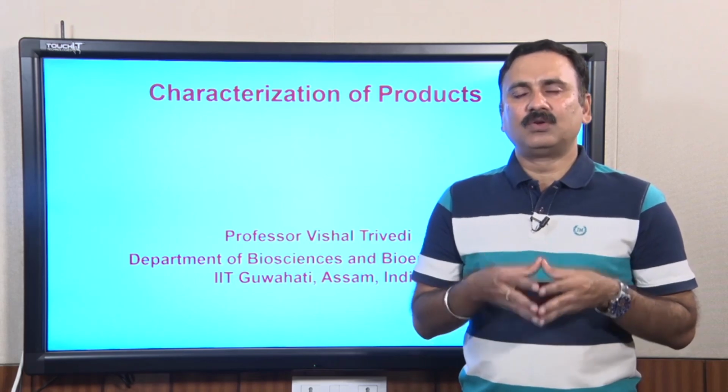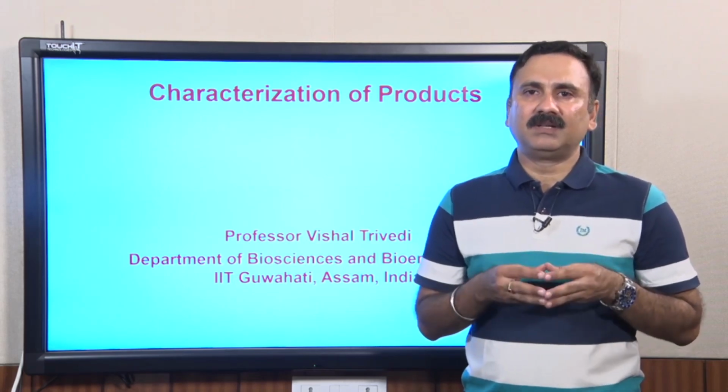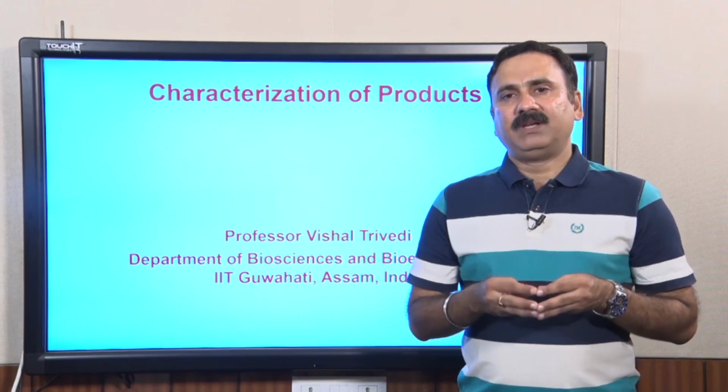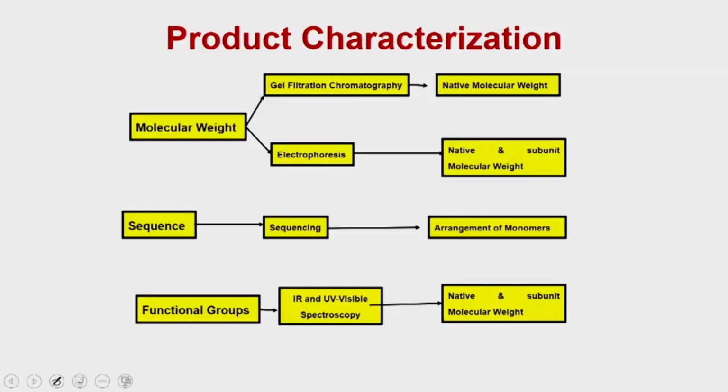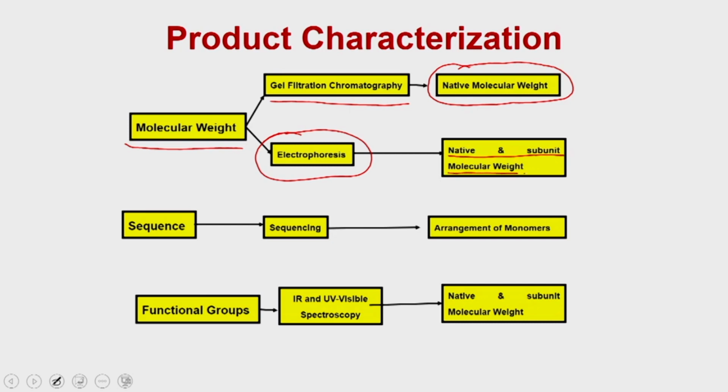And in this context, so far we have discussed the determination of the molecular weight of the isolated product. It could be done by gel filtration chromatography, which will give you the native molecular weight, or by electrophoresis, which will give you the native as well as the subunit molecular weight.